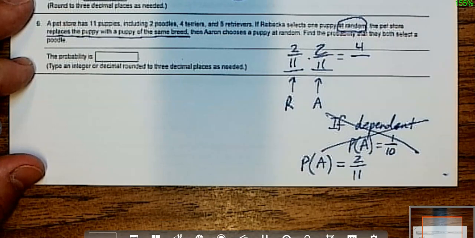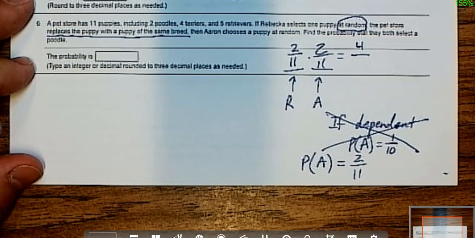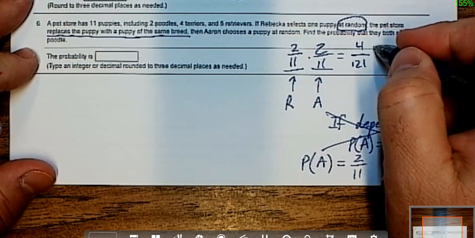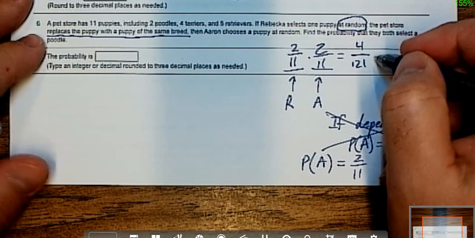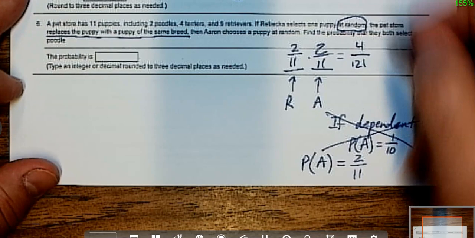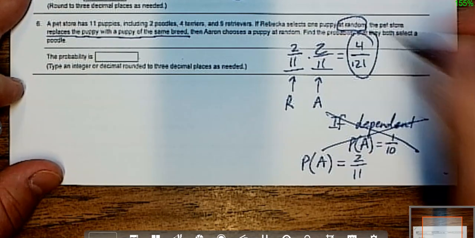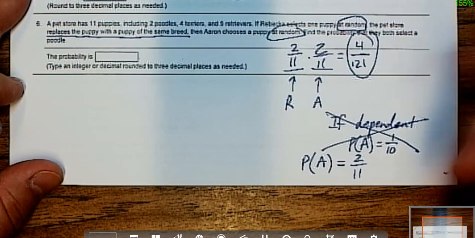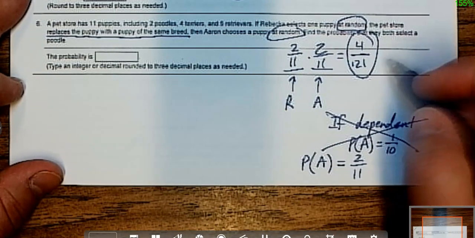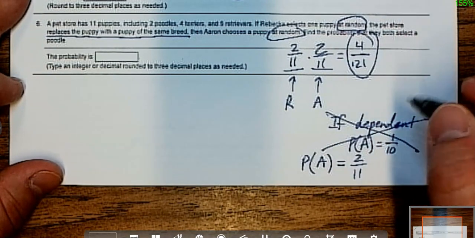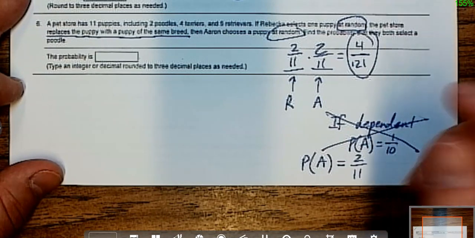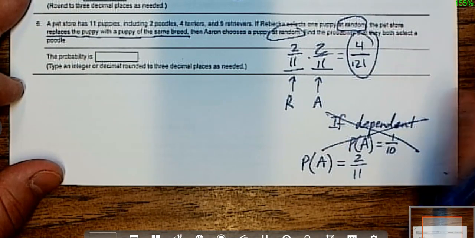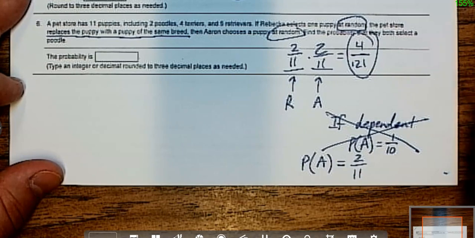If I only knew 11 times 11, it's 121. Okay, so if we choose puppies at random, which is not very likely, it will be 4 out of 121 that they both get a poodle. It's not real high if you're choosing at random, but most people don't pick their dogs that way.